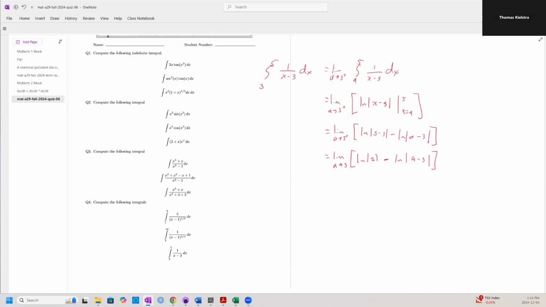Now, for ln of a minus 3, I like to just draw myself a quick ln curve that's shifted by 3. So if I approach 3 from the positive, it's going to go to minus infinity. So this equals ln of 2 minus infinity, which equals ln of 2 plus infinity, which equals infinity. And I have an unbounded area, or a divergent integral.